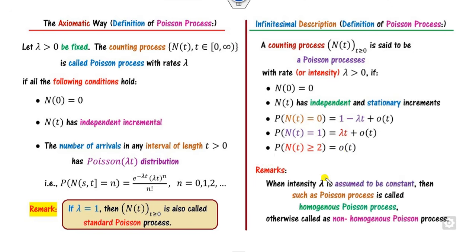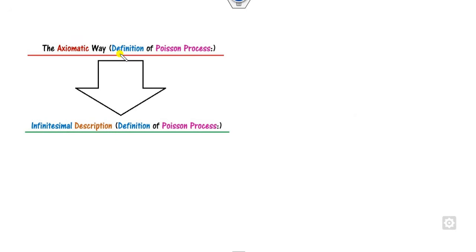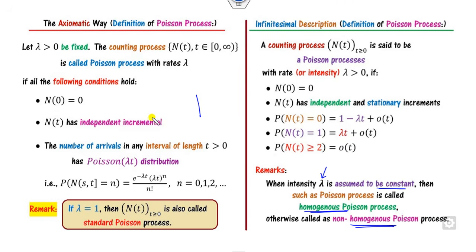Clearly, when this intensity rate is considered as a constant, we call it homogeneous, otherwise it is called non-homogeneous. Another concept is that from this second definition we can easily derive the infinitesimal description. What is the meaning of that? By considering these assumptions, we can deduce these properties. Clearly the first two properties are automatically satisfied here. Our target is to show this one.